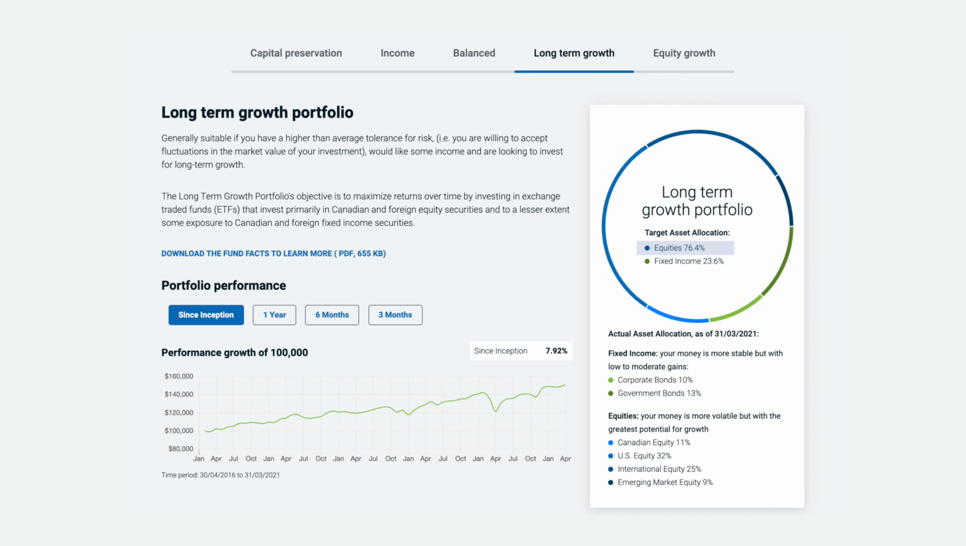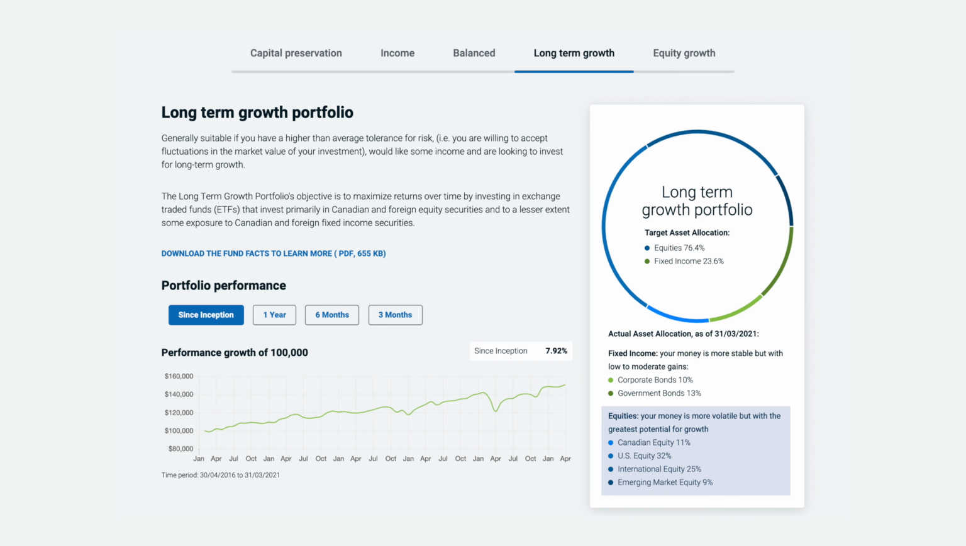We know that the more equity exposure we have, the more volatile the portfolio will be, but it will also have a greater potential for growth. Conversely, the more fixed income we have, the more stable the portfolio, but with a lower potential for growth.